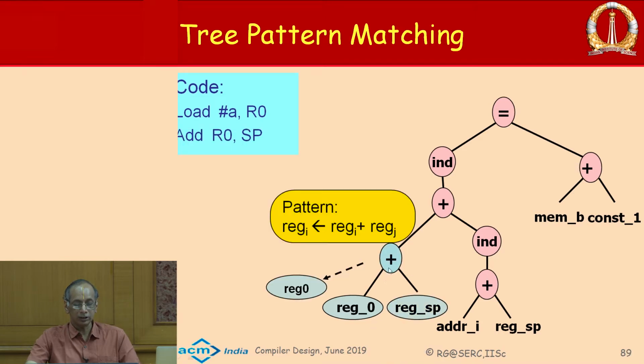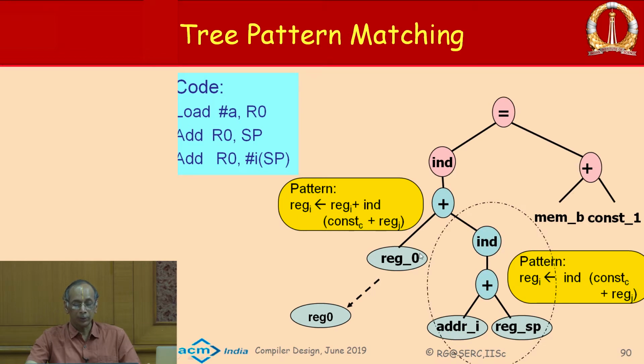Now, if I look at it, this pattern is something like register 0 plus register stack pointer. So, register plus register going to a register, the corresponding pattern is add R0 comma stack pointer. Now, the next step, you are replacing this by a register because that is how the code has been generated, that value is available in R naught. Now, what about the code for this entire subtree? There are two possibilities here.